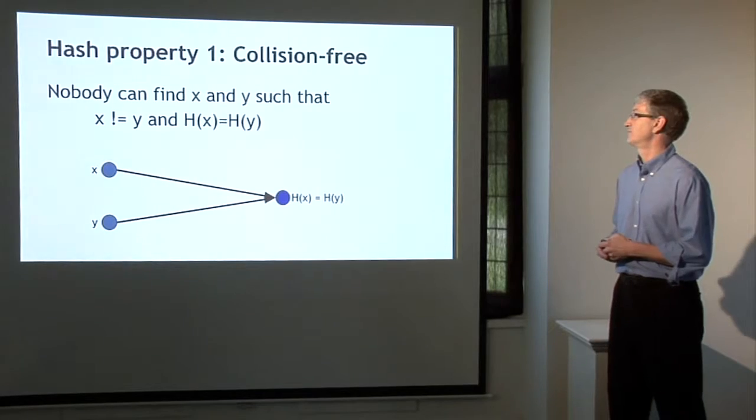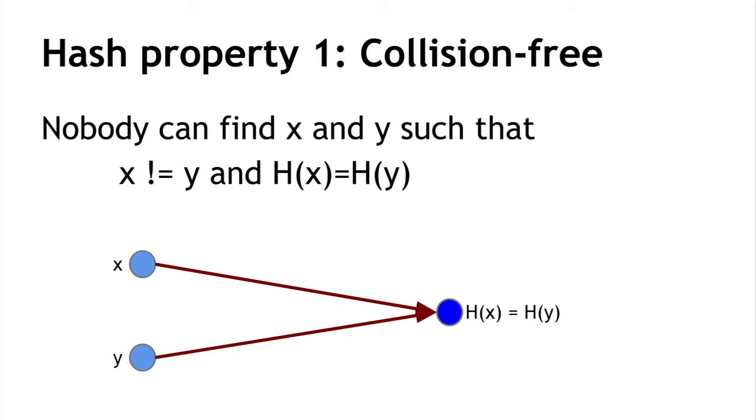So first, collision-free. The first property that we need from a cryptographic hash function is that it's collision-free. And what that means is that it's impossible, nobody can find values x and y such that x and y are different, and yet the hash of x is equal to the hash of y.